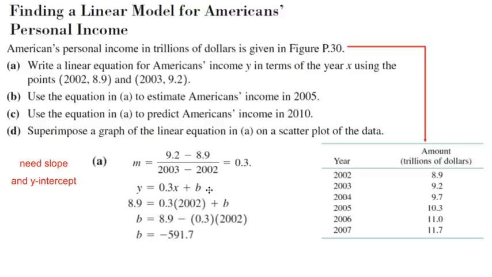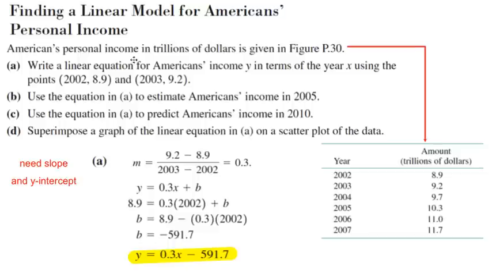So here is our slope intercept formula, but we need to know the y-intercept. So if I just plug in 8.9 for the y value and 2002 for the x value, solving that for b, we end up with minus 591.7. So then we can put that back into the equation up here for b, and we get y equals 0.3x minus 591.7. So that is the equation of our line, and this is in slope-intercept form. So I'm just going to highlight that so it's easy for us to find.